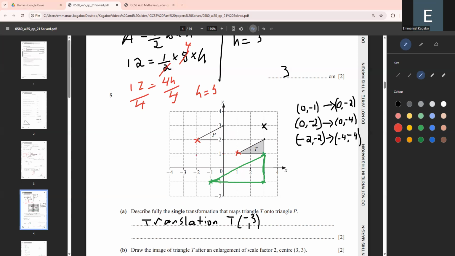1, 2, 3. It moves -3 steps because I'm moving to the left side. Up moved how many steps? 1. So the translation vector is (-3, 1).